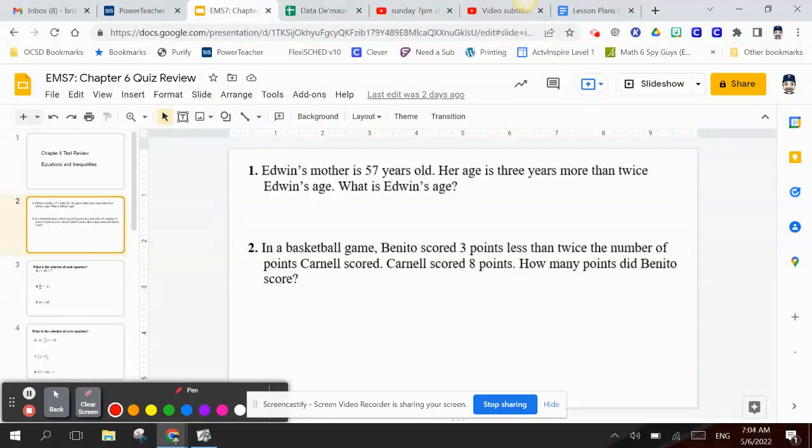In number 2, it says in a basketball game, Benito scored 3 points less than twice the number of points Carnell scored. Carnell scored 8 points. How many points did Benito score? So again, Carnell scored 8 points. Benito scored 3 points less than twice the number of points that Carnell scored.